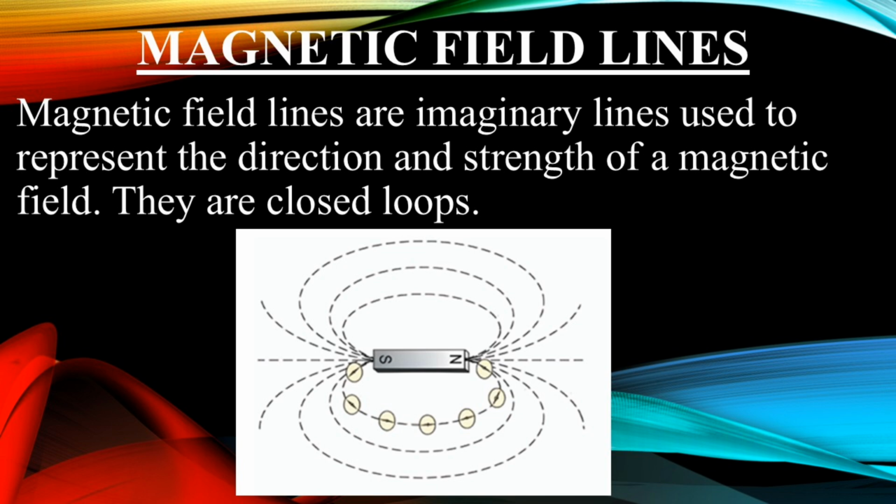Outside a magnet, the lines run from the north pole to the south pole. And inside the magnet they return from the south back to the north, completing the loop. As you can see in the figure, there are a certain number of loops, and we can observe that these loops are closed loops. So we can say that magnetic field lines are imaginary lines used to represent the direction and strength of a magnetic field, and they are closed loops.